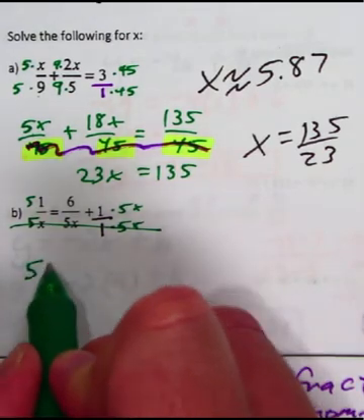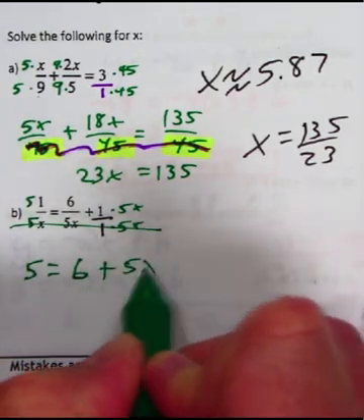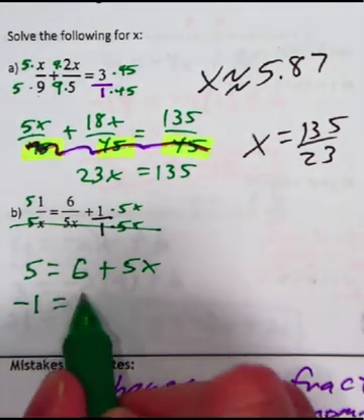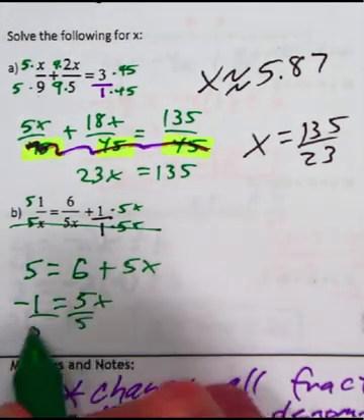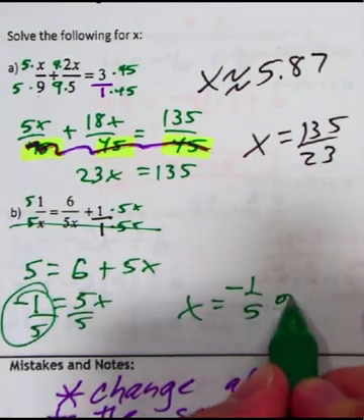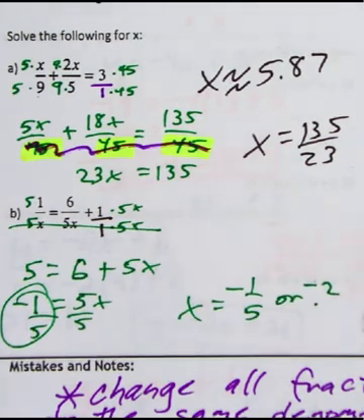So then 5 equals 6 plus 5x. Subtract 6 on both sides. That would give us negative 1 equals 5x. Divide by 5. And there you go. X equals negative 1/5. Or if you typed it as negative 0.2, that would be the same thing as well.